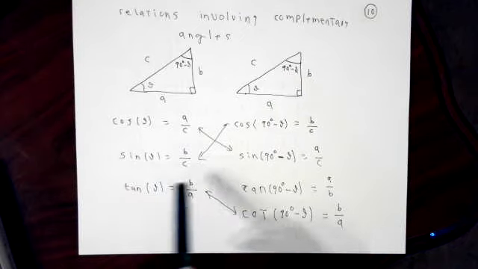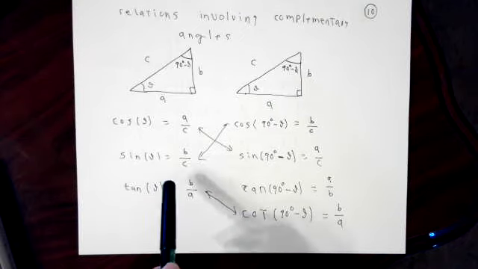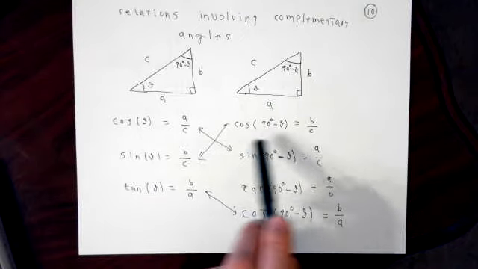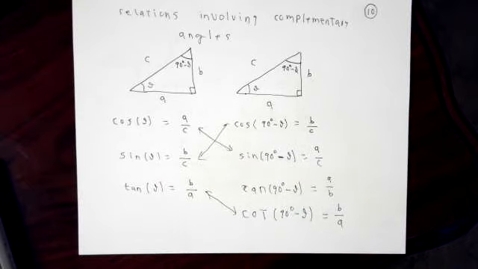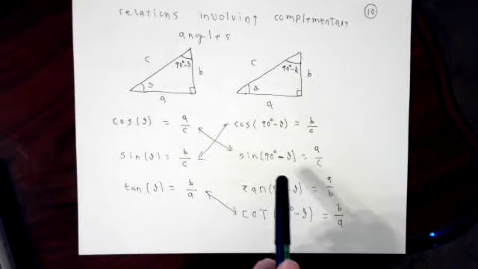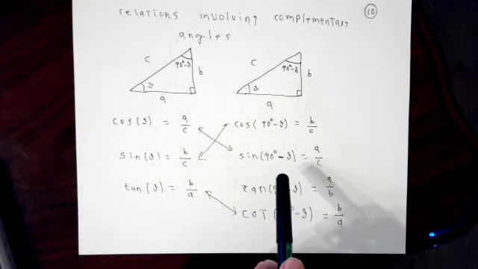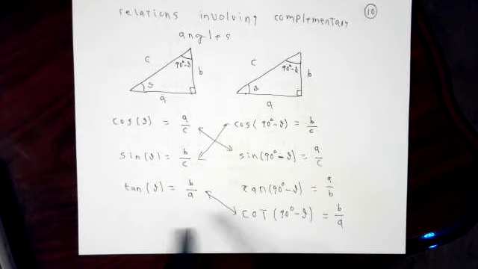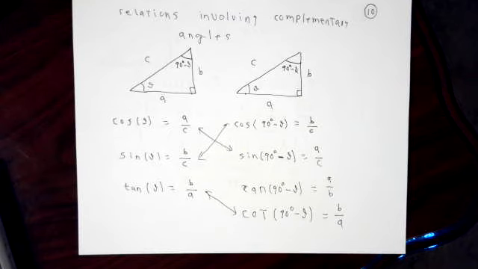The sine of an angle is the cosine of the complementary angle. The cosine of an angle is the sine of its complementary angle, and the tangent of an angle is the cotangent of the complementary angle. This is why we give these three functions cosine, cosecant, and cotangent the names that we do.